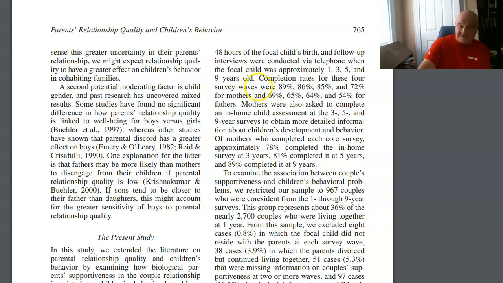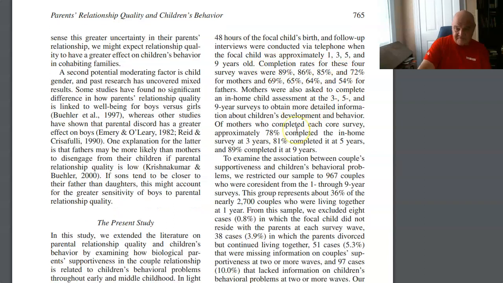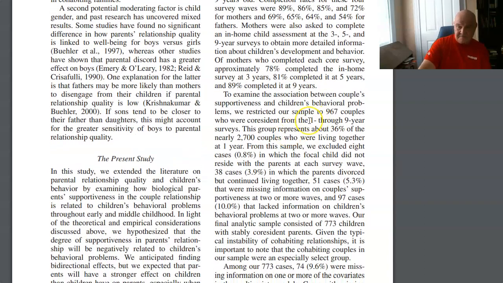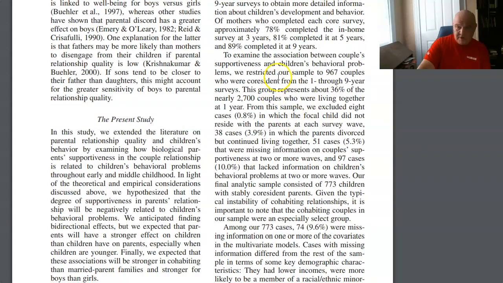And of course, it goes down over time. Okay. We restricted our sample. So this is a random sample. This is a statistical sample. That's what's used here. Okay. To 967 couples who resided together from the 1 through 9 year surveys. They represent about 36% of 2,700 couples who were living together in year 1.